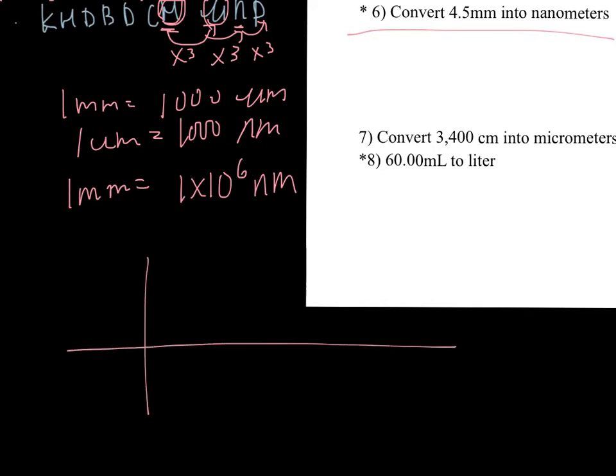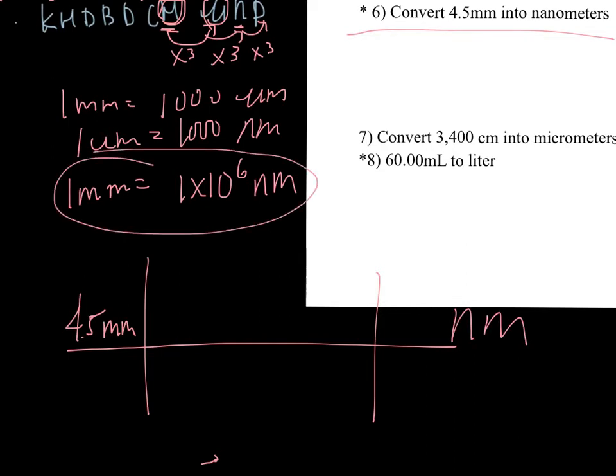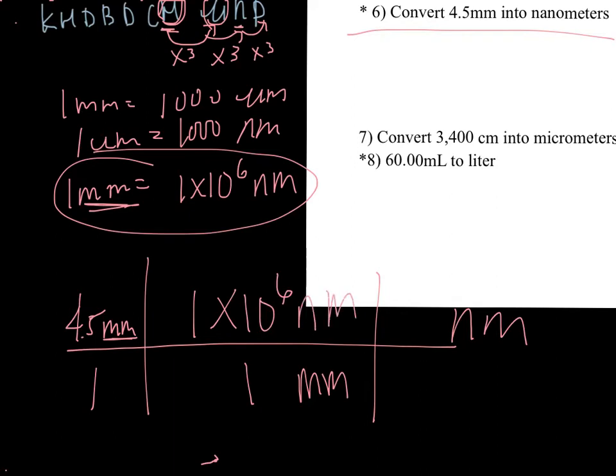You start with what you know. I know that there are 4.5 millimeters. I want to end up in nanometers. So in between goes my conversion rate. Here's my conversion rate. So you tell yourself which one makes sense. I want to put millimeters at the bottom here so they cancel out. So 1 millimeter is equal to 1 times 10 to the 6 nanometers.